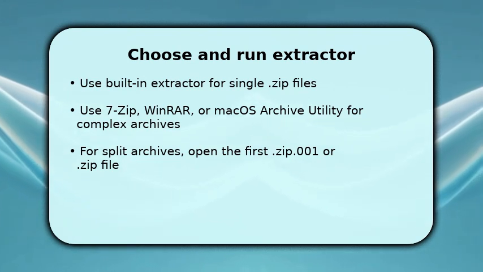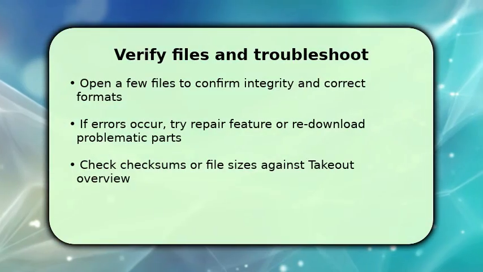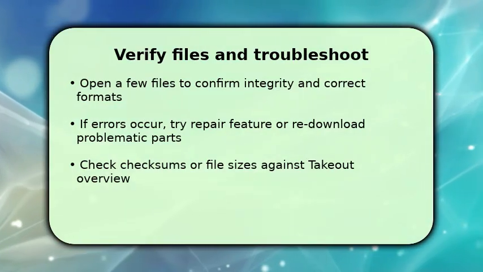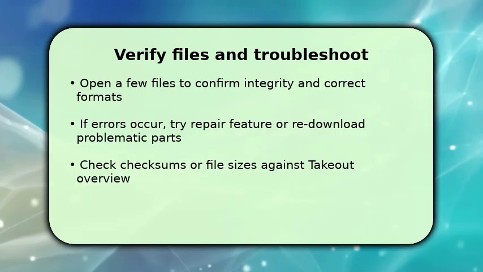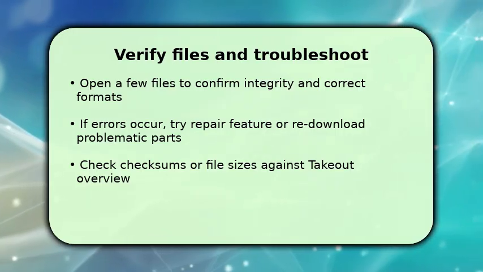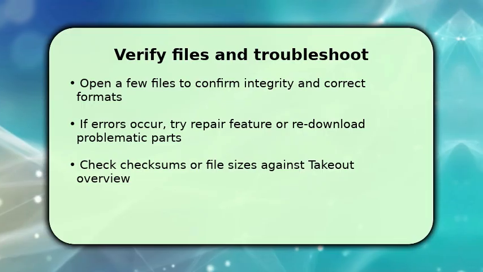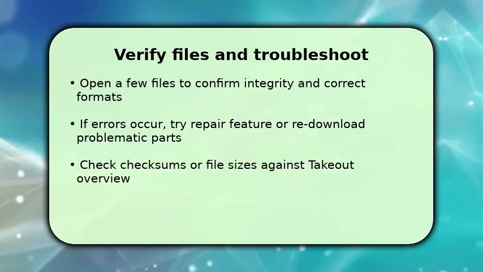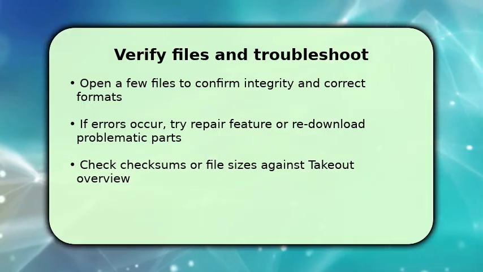After extraction, open a sample of different file types to confirm integrity, and that data is where you expect it. If you encounter CRC or integrity errors, try the archive tool's repair function. If that fails, re-download the affected archive from Google Takeout.